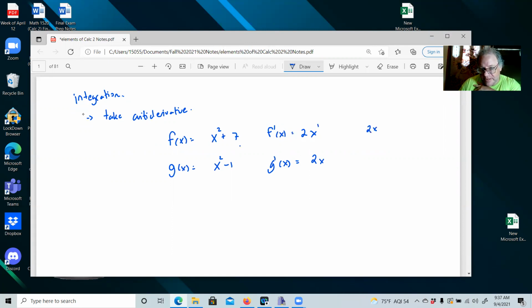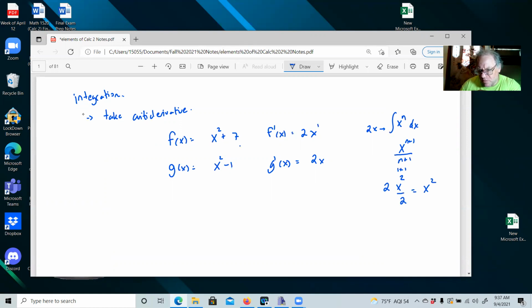Here's the problem. It says, well, what function gave us this derivative? And what we're going to do is we're going to say, well, this is the power rule, right? X to the n, we're going to get x to the n plus 1 over n plus 1. So this is going to be 2x to the 1 plus 1, so 2 here, over 1 plus 1. And the 2's cancel and we get x squared.